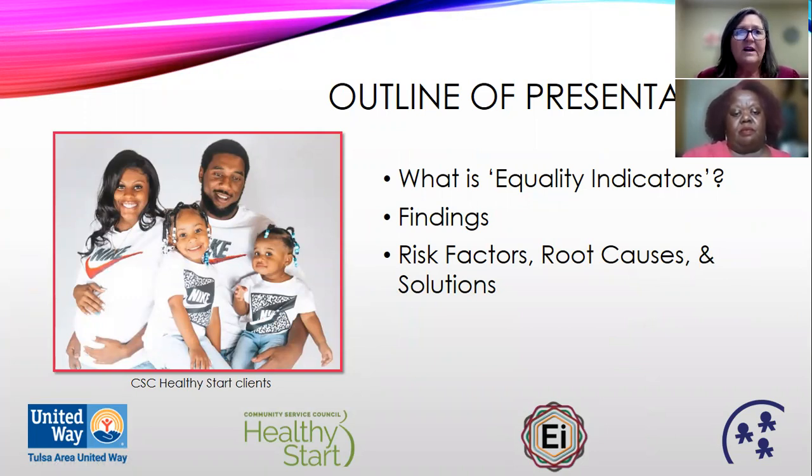So we will start out today with a review of what equality indicators is, followed by the results of our application of equality indicators to a particular set of women's health indicators for the state of Oklahoma. Specifically, we'll be looking at women's health indicators that are directly related to maternal and child health. And then we'll discuss risk factors, root causes, and potential solutions for the disparities found in our analysis.